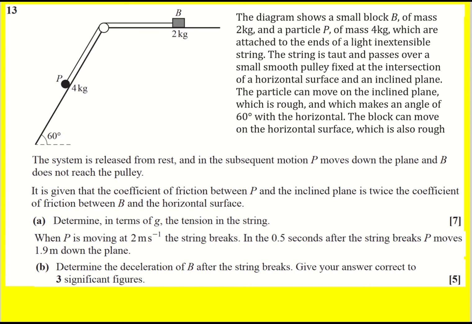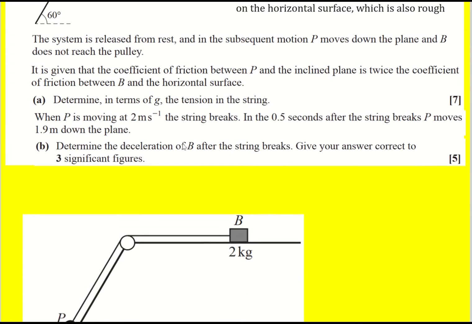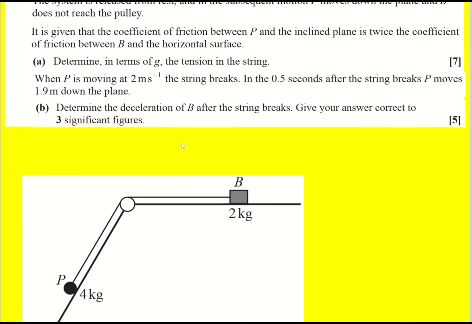This is a connected particle question with one of them being on a slope, one of them on horizontal ground. So B is 2 kilograms, P is 4 kilograms, light and inextensible string, taut, passes over a smooth, small pulley. They can move. There's an angle of 60 degrees here, and both surfaces are rough. The system is released from rest, and in the subsequent motion P moves down the plane. B does not reach the pulley.